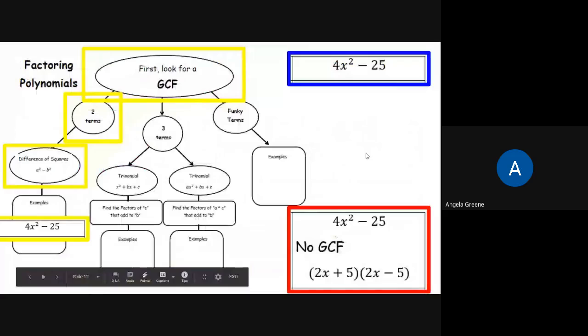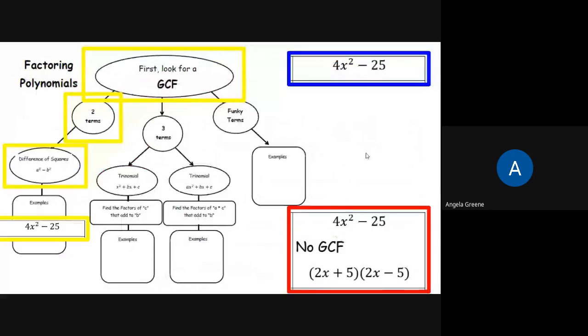Now let's look at the 4x squared minus 25. So in this one, I do not have a GCF, even though the bubble says first look for one. So if I don't have a GCF, then I'm going to go ahead and go to the next layer of bubbles, or the next level of bubbles. So I have two terms. So now I'm going to follow this bubble.